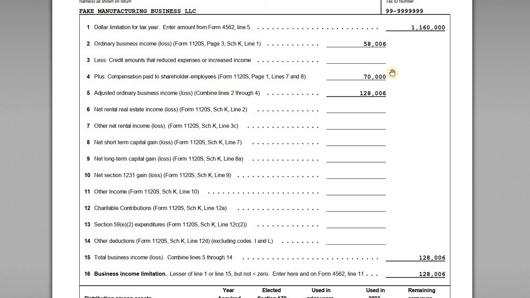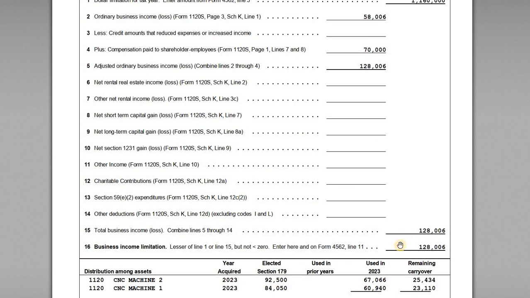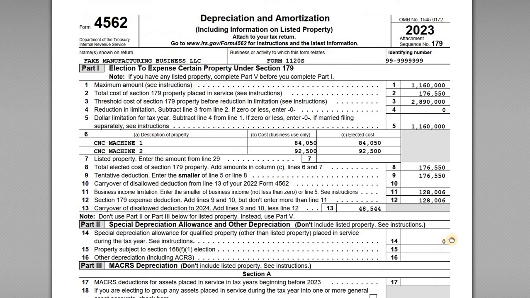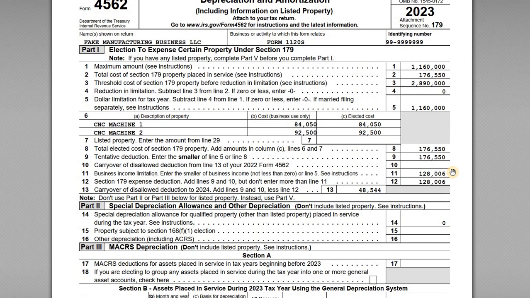So the one adjustment we have here are the wages paid to the shareholders. So the shareholder employees, to the extent that you have W-2 compensation paid to those individuals, you can add back that amount to get your adjusted ordinary business income. Now, you can't add any other employee salaries, right? It's just the shareholders that are also employees that you can add back. So our adjusted business income limit here is $128,006, and so we enter that figure on line 11.